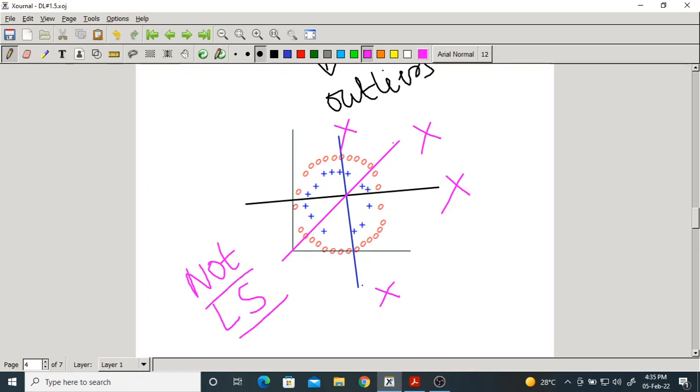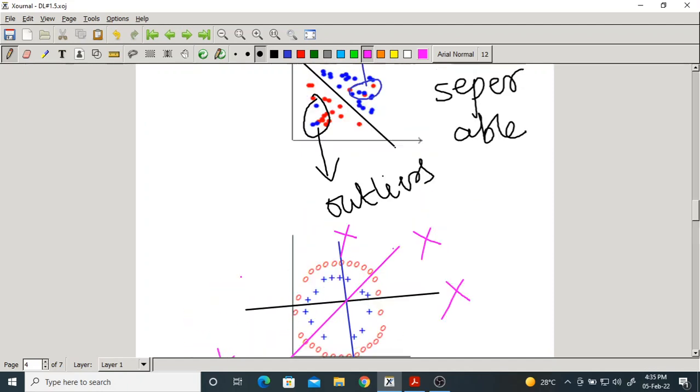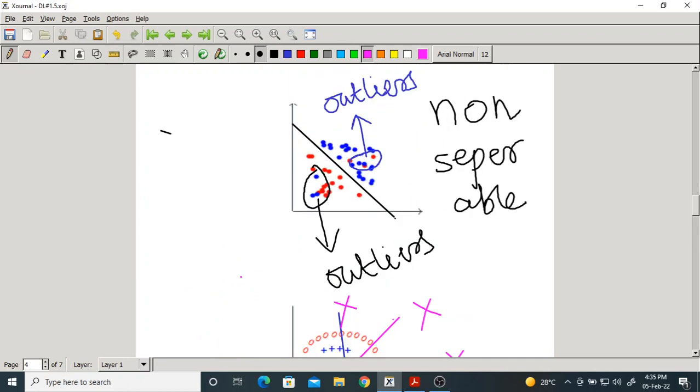Even though there may not be any outliers, still the data may not be linearly separable. Don't think that only if there are outliers, the data is not linearly separable. No, it can be any possibility. But you should know the concept of outliers. These are called outliers.